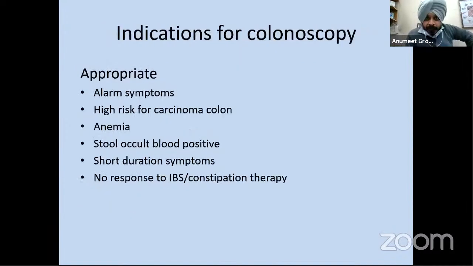The indication of colonoscopy is very important from a physician's perspective, from a surgeon's perspective, and importantly from a gastroenterologist's perspective. What are the indications of colonoscopy? The alarm symptoms are very important whenever we have a constipation patient, especially in old age, with decrease in appetite, with blood in the stools, anemia. There is a short duration of symptoms. Very important. Recent onset constipation has to be investigated.